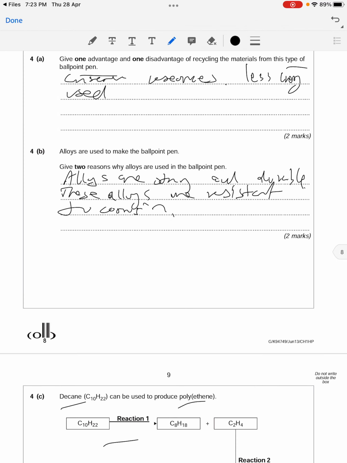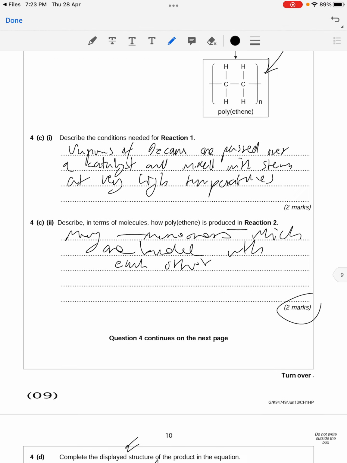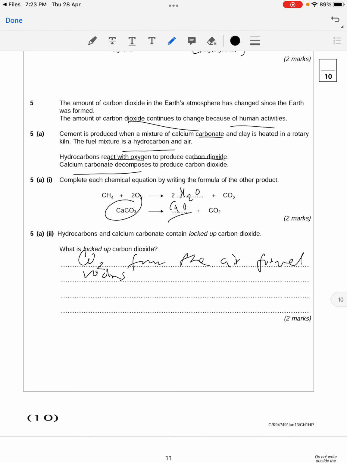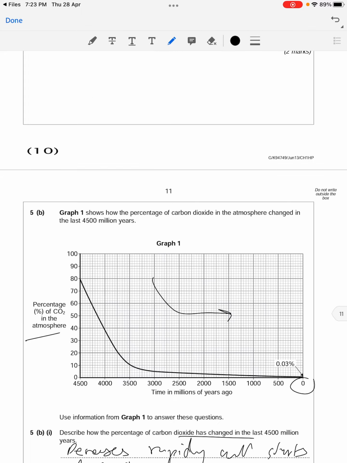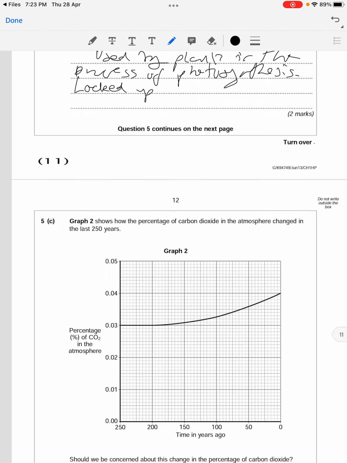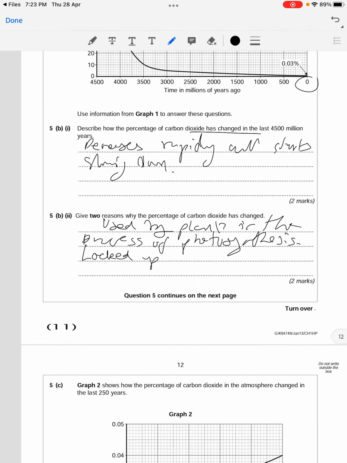For example, in this question we have seen what locked up means. Sorry guys. It just means locked up carbon dioxide, okay? So it's being locked in fossil fuels or in sedimentary rocks, just like how we have mentioned.